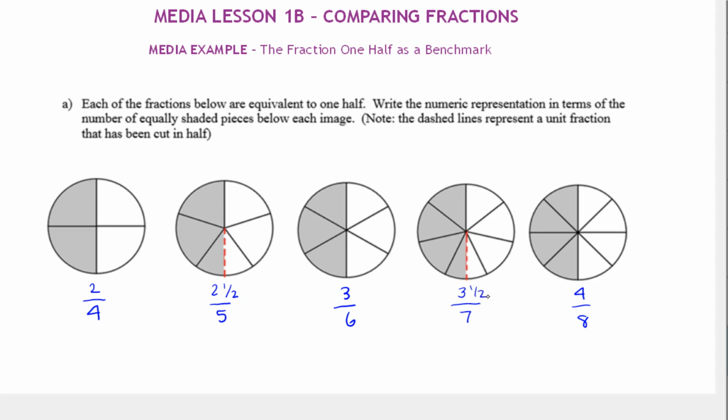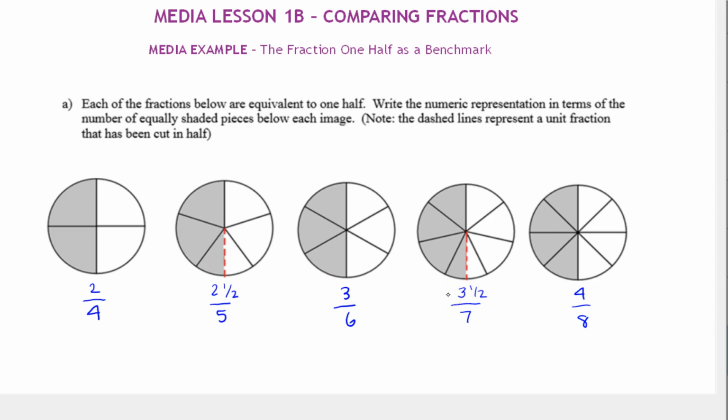So let's stop for a second and look at patterns. Notice we're increasing by 1 piece as we move from left to right, and the numerators are increasing by 1/2 as we move from left to right. And that's because we're taking 1/2 of the denominator. So if the denominators are increasing by 1, half of that is going to increase by 1/2.